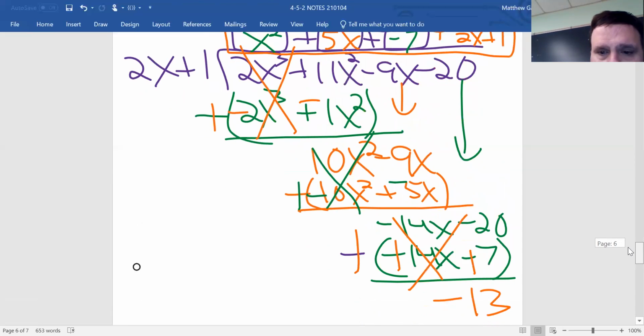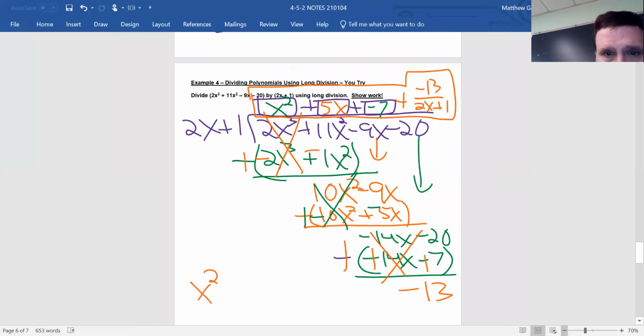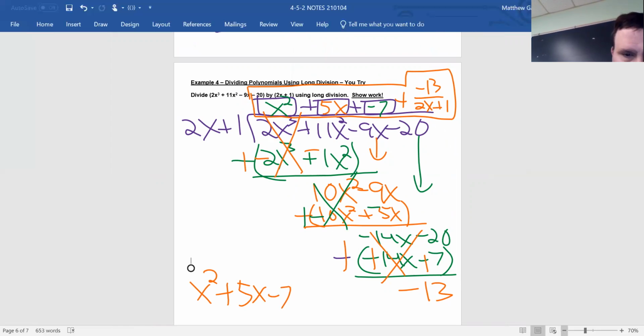And my check quotient over here, we got x squared plus 5x minus 7. You don't want to say plus negative 7. Plus negative 13 over 2x plus 1. That's the answer.